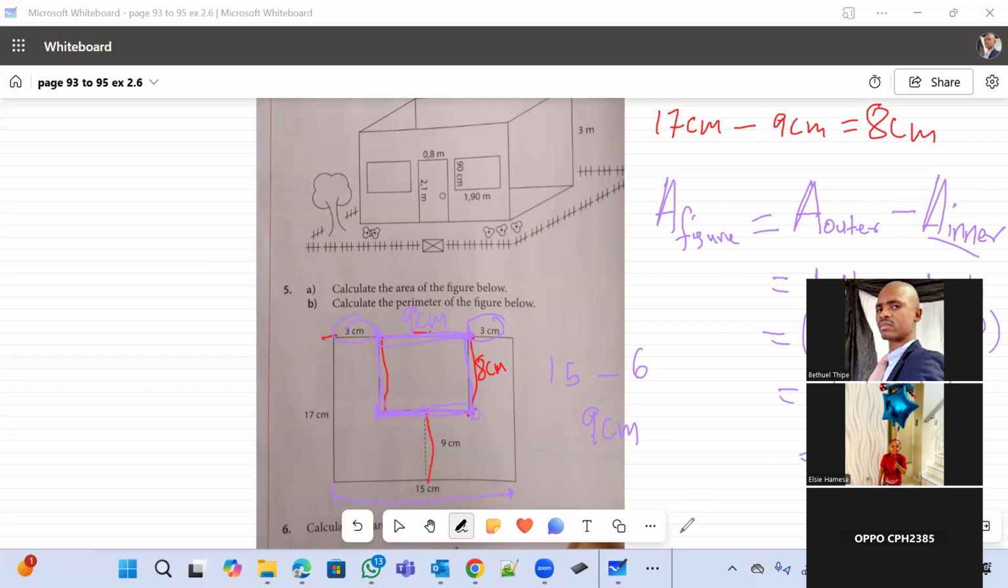17 times 15 is 255, no? Yes. 183. 9 times 8 gives me 72. And then when I subtract them, we got 183, no? Someone tell me what I did here.